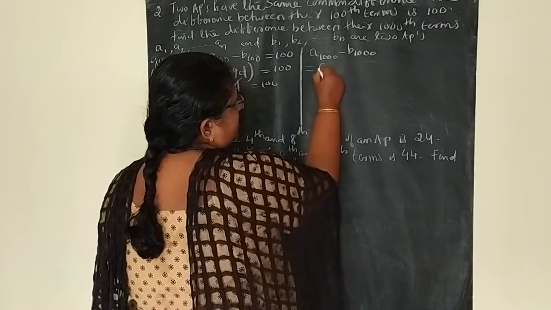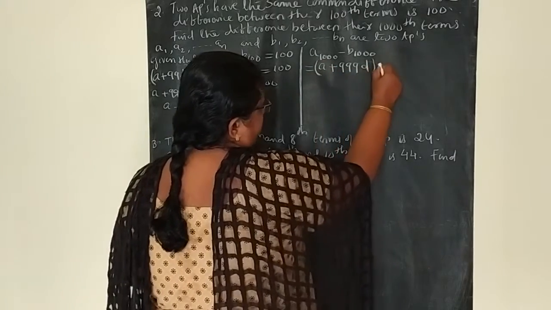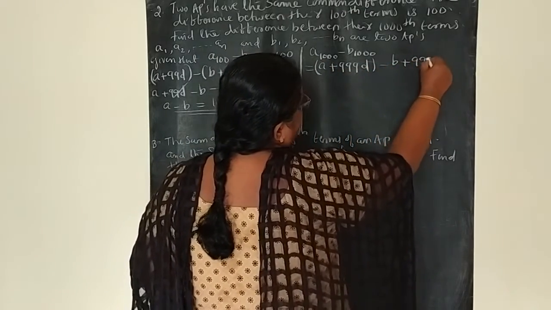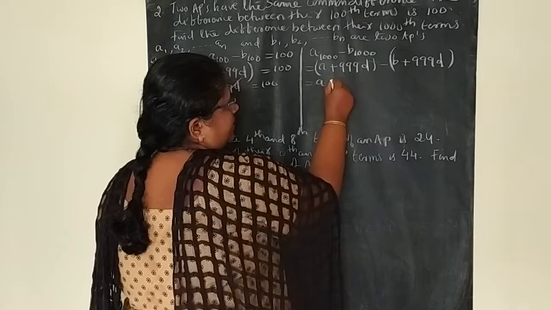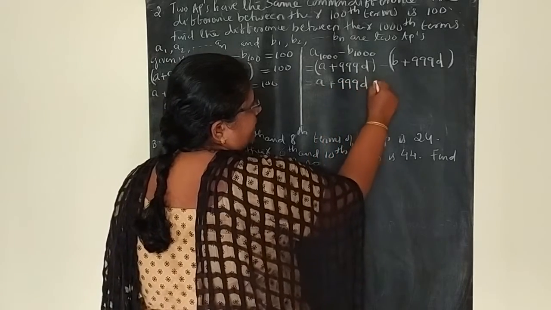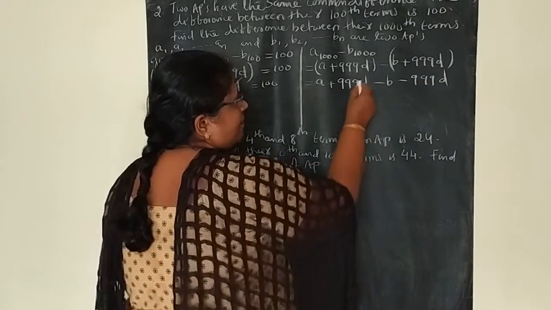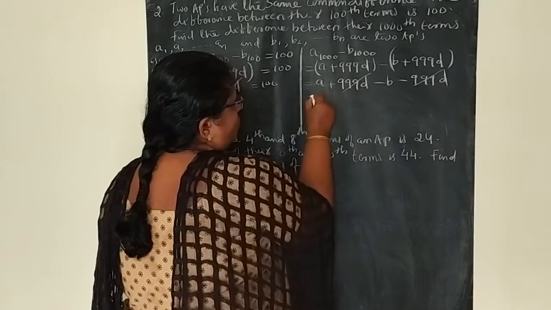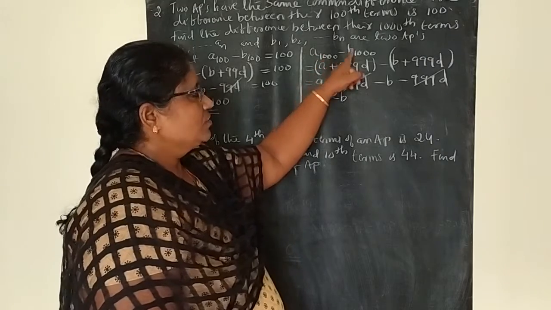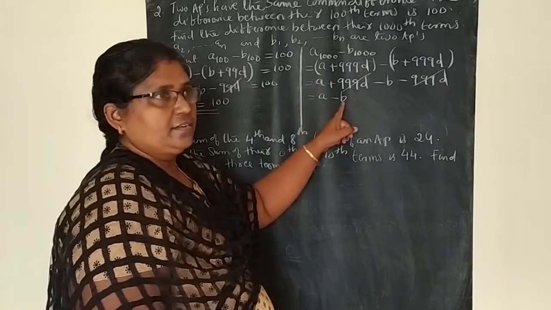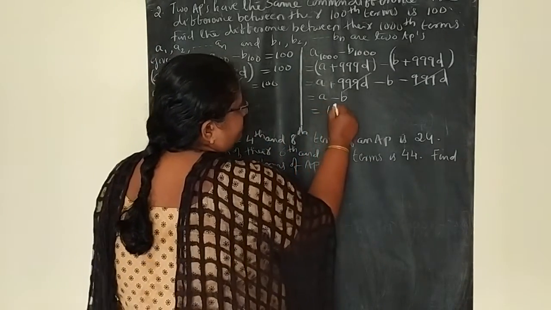What is meant by A1000? A plus 999d, minus, B plus 999d. We are applying the formula. Open bracket, A plus 999d, minus, B minus 999d. Here this we can cancel. Now what is remaining? A minus B. So the difference between the 1000th terms is again A minus B. But what is A minus B? It is equal to 100.